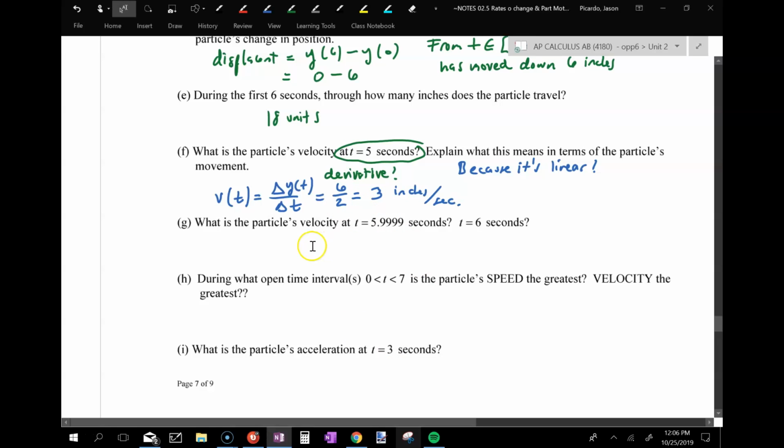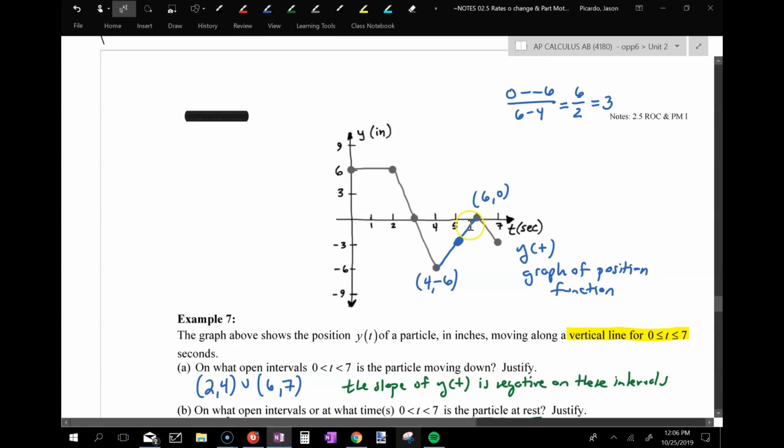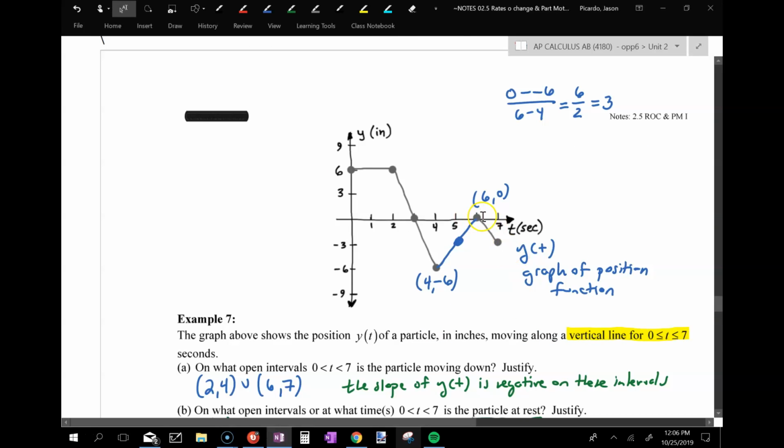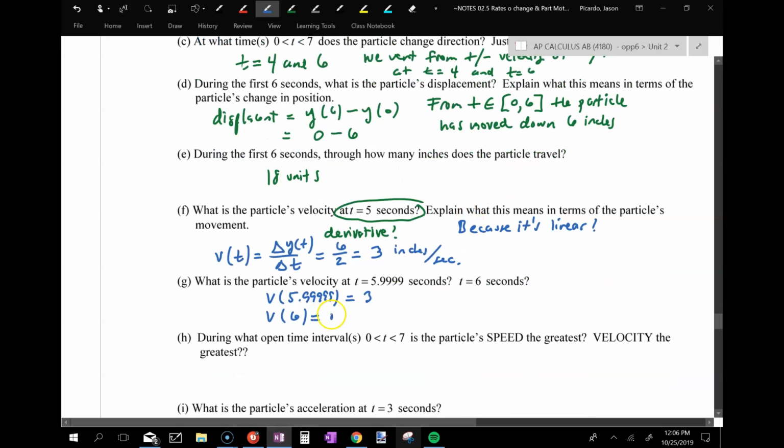Okay, cool. Give me the velocity at 5.99999. Well, guys, look at this. At 5.99999, I'm still on this, aren't I? So what's the velocity at 5.9999? 3. All right. So velocity equals 3. What is the velocity at 6? Oh, okay. The velocity at 6 is right here. Does the limit exist? No, because it's a sharp point. And if you zoomed in on there, would you ever see local linearity? Never, right? So this does not exist.